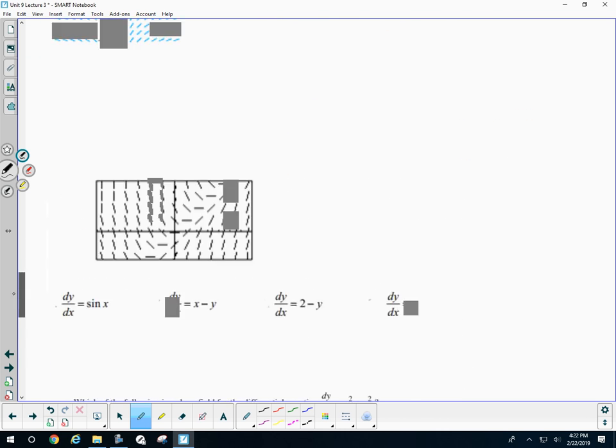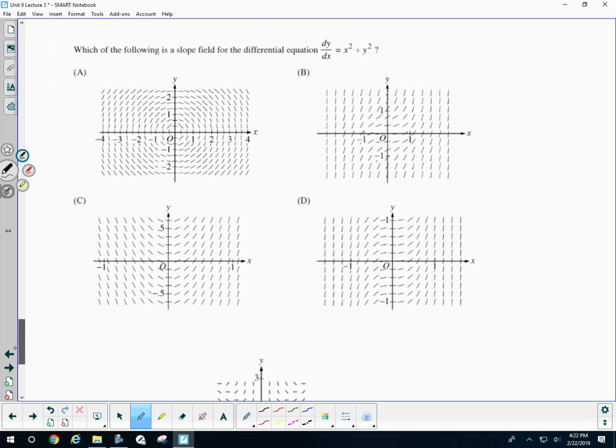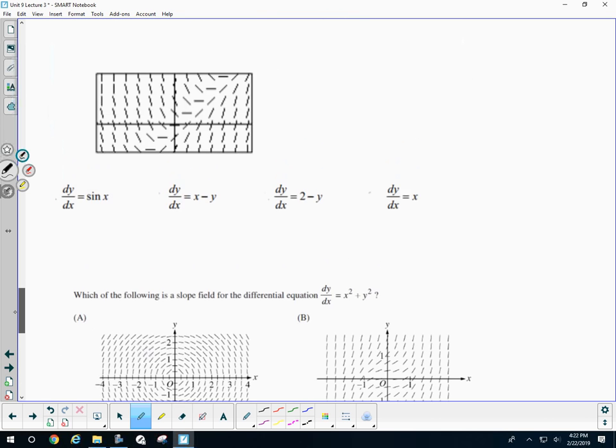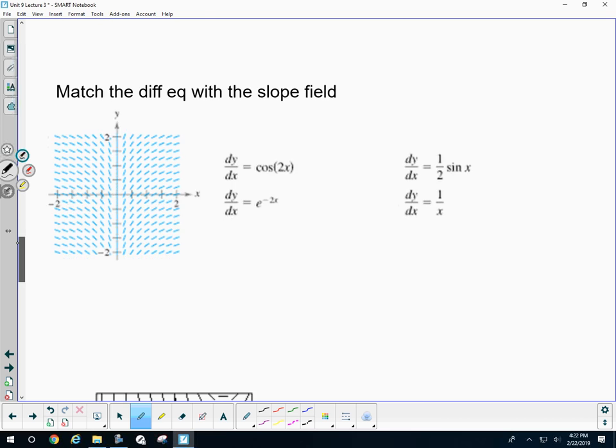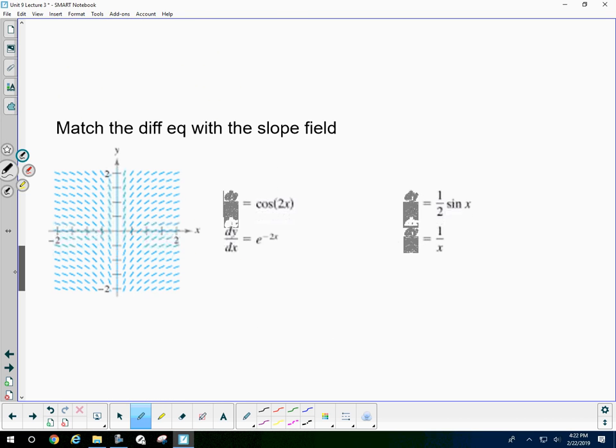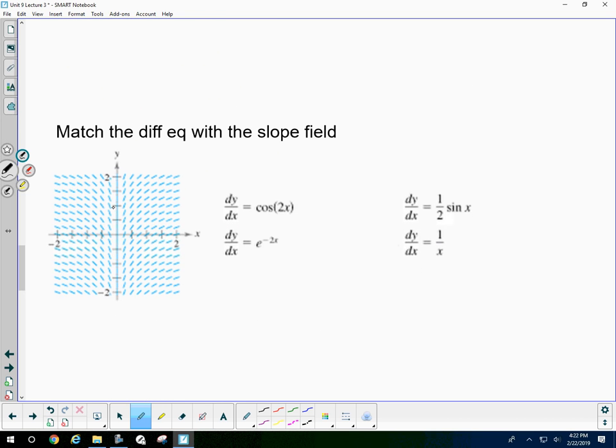A different type of question. Match the slope field with the differential equation. So this is a slope field. These are differential equations. Which one of these produces this slope field? Okay. Now my advice for you is to look at extremes. So any slopes that are zeros or undefined or verticals.